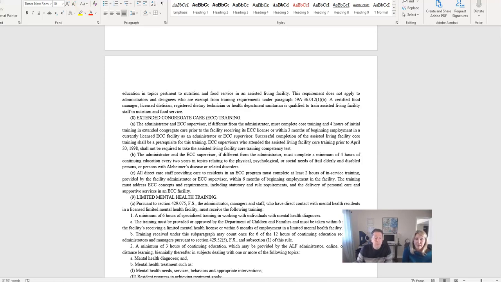The administrator and the ECC supervisor, if different from the administrator, must complete a minimum of 4 hours of continuing education every 2 years in topics related to the physical, psychological, or social needs of the frail, elderly, and disabled persons or persons with Alzheimer's disease or related disorders. So there's the 4-hour, in addition to your 12-hour. Right. Yeah, so put that under your 4-hour column. And that would be a potential test question too. So highlight that.